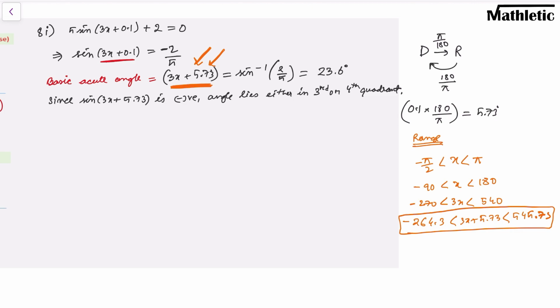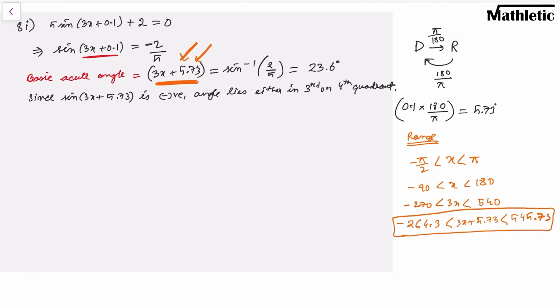I will be comparing my answers with this range. As you can see in this problem, we need to work both the positive from 0 to 545.73, these are my positive angles, and from 0 to minus 264.3, these are the negative part, right? So I have to deal with both positive angles and negative angles.